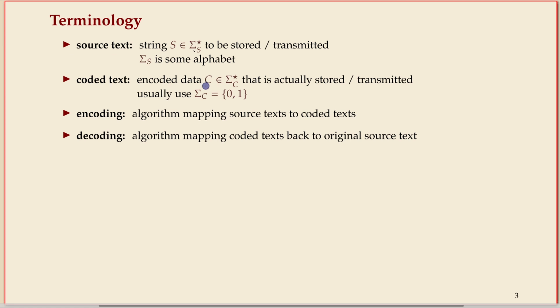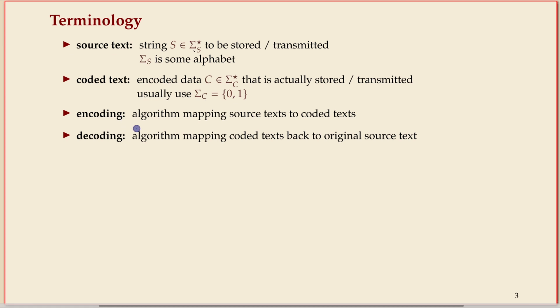We'll denote that by capital C, and it can come from a different alphabet. Often the coded alphabet will be binary, but that's not always the case, because sometimes we'll do a chain of algorithms one after the other. And so the coded alphabet for one method could be the source alphabet for a second method. And so maybe only the last step is to go all the way down to binary.